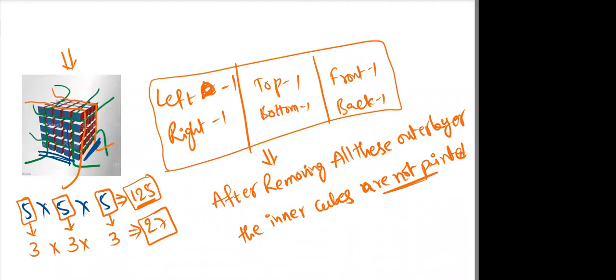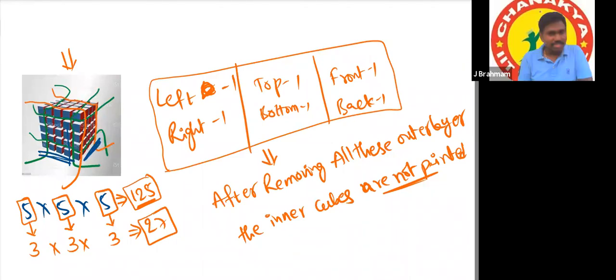So sir, in the 2 by 2 cube, there will be 0 unpainted cubes. Yes, compulsorily there will be no cube which is not painted at all, because it's a 2 by 2 by 2 cube. You mentioned this as a 2 by 2 by 2 cube, correct?